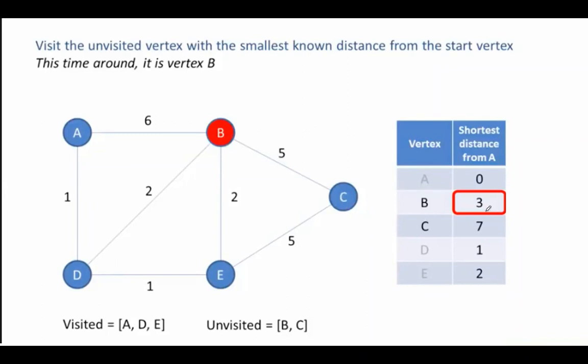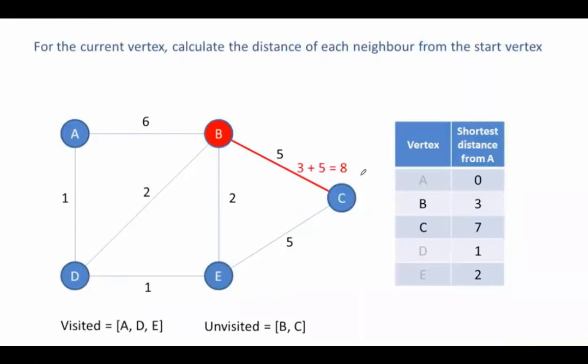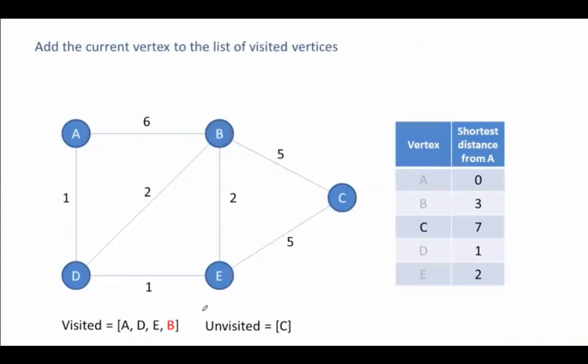To reach B, we required cost 3. To reach C from B, that is 3 plus 5, which is 8. But C's value is already less than 8, it is 7. So we are not going to replace the value of C. We will keep it 7 itself. So there is no need to update. Now we will mark B as visited.